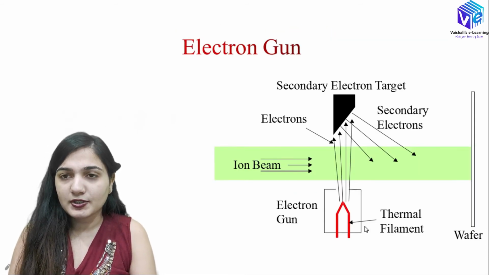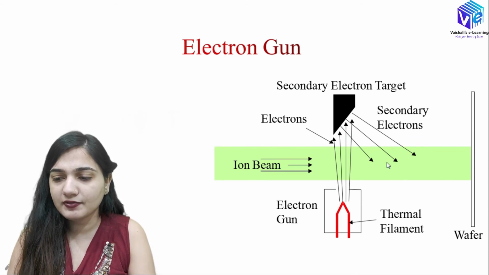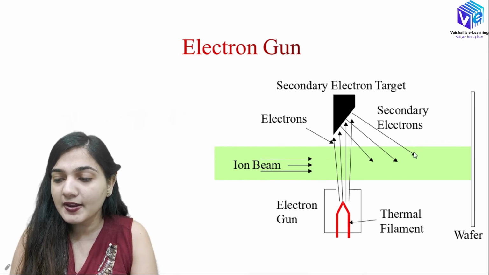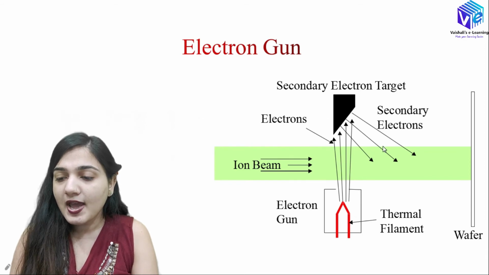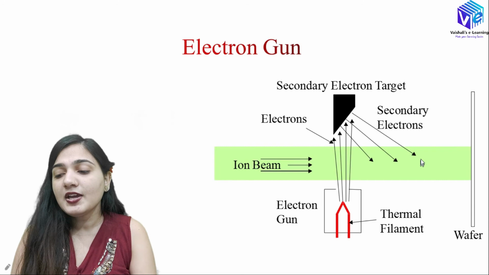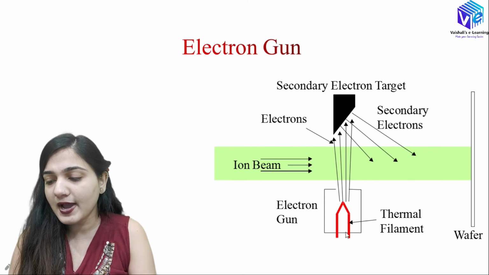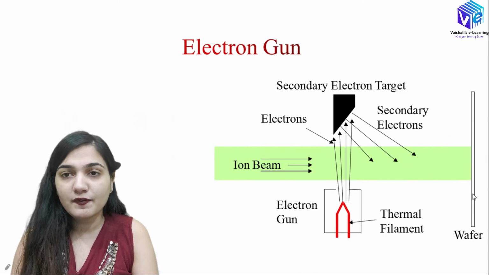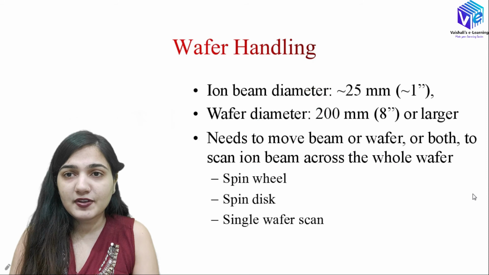Now coming to the electron gun. Here we have the electron target. So these are the electrons which are coming and neutralizing the charges. Here this is the ion beam. This is how our ion beam is moving, and here we are sending the electrons in the vertical direction, and the electrons get reflected from this target, and here we are getting the secondary electrons which are generated after the reflection. This is my thermal filament, and this is how I will be getting the neutral particles which are going to the wafer.